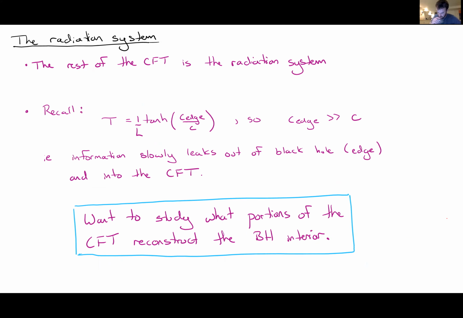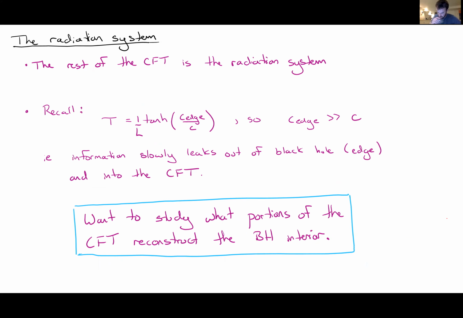I'm going to skip this, and I'll just say that what we want to do, and what people have done elsewhere, is think about how much of the radiation, or which portions of the radiation system, we need to reconstruct the interior of the black hole. There are two ways we can look at the radiation system and understand whether or not it reconstructs the interior of the black hole. The first is the minimal surface way, the RT formula way.